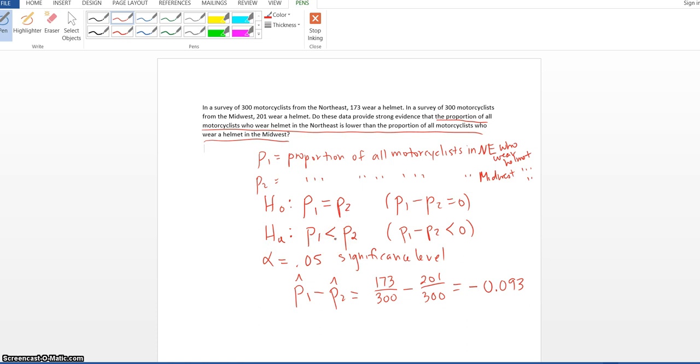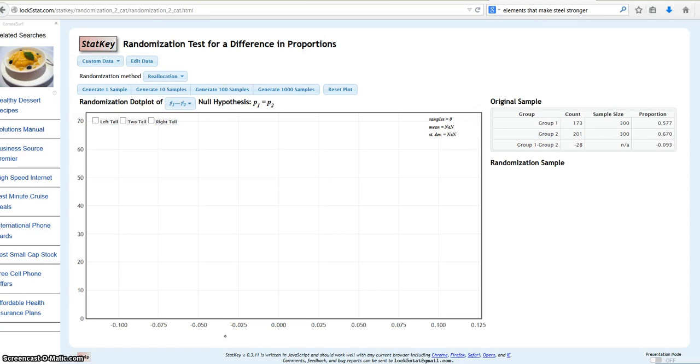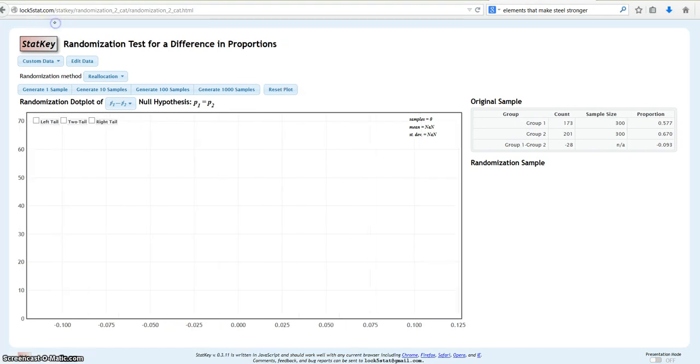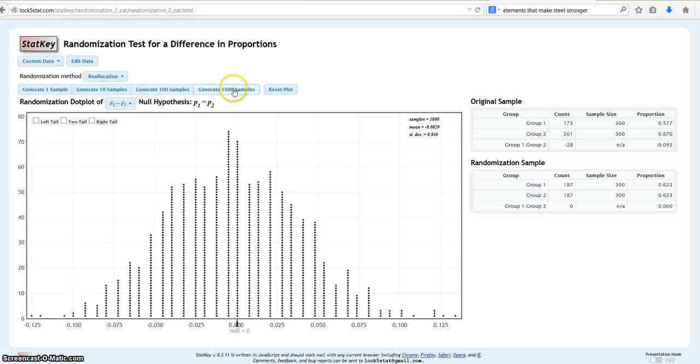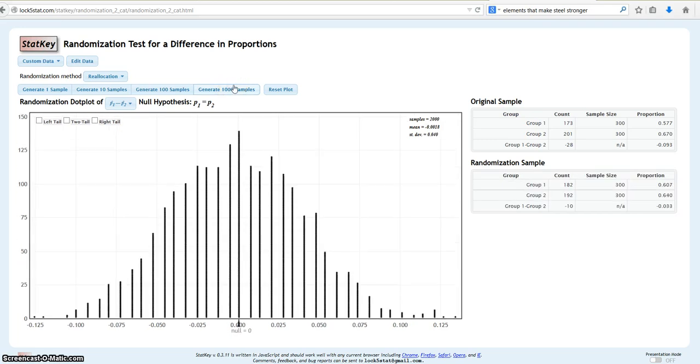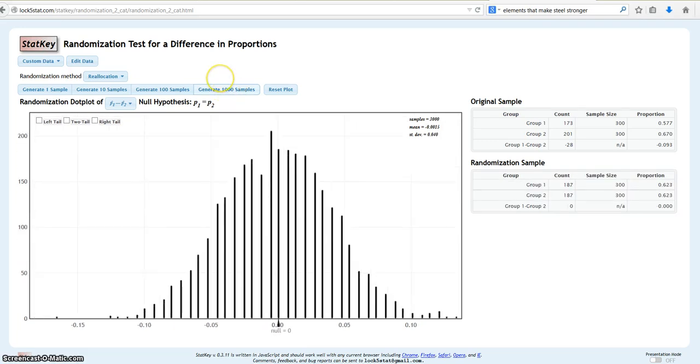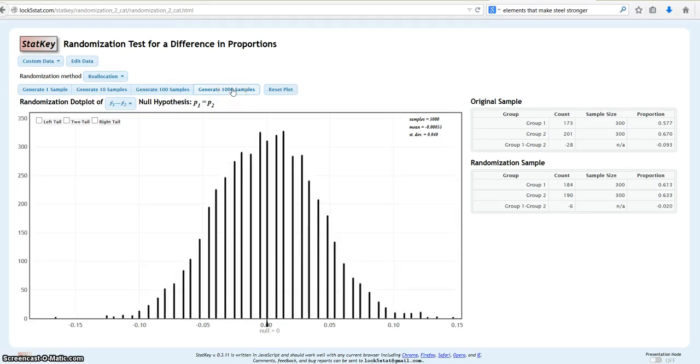Okay, so coming back in here, I'm going to generate my randomization sample. Let's see, I'm going to do 5,000 samples. So I'm going to go 1,000, 2,000, 3,000, 4,000, 5,000 samples. As I said, my alternative hypothesis was that P1 is less than P2, so I'm doing a left-tailed test.